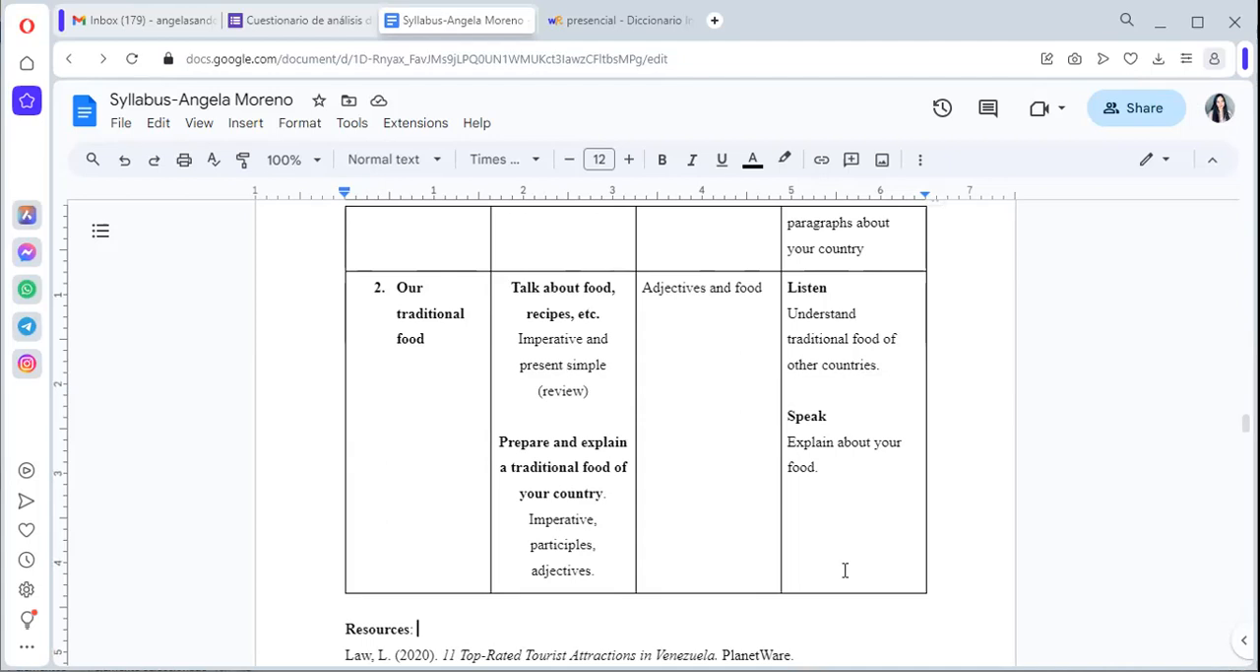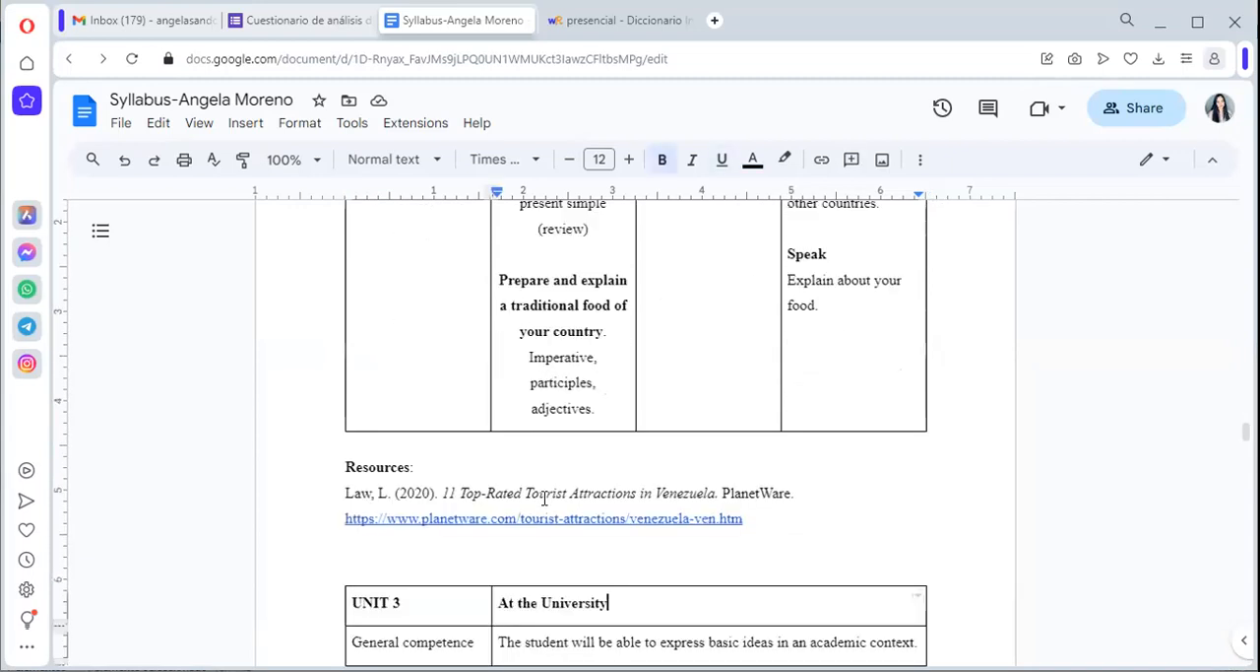And well, the vocabulary is going to practice and learn food vocabulary and adjectives. And in the listening skill, he's going to understand traditional food of other countries. And in the speaking skill, he's going to explain about his food. Well, here we have some resources for this unit.